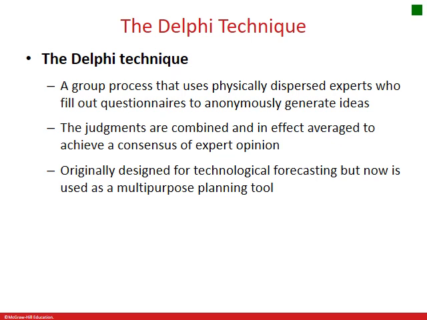The Delphi technique is a group process that uses physically dispersed experts to fill out questionnaires to anonymously generate ideas. The judgments are then combined and averaged to achieve a consensus of expert opinion. This was originally designed for technological forecasting, but it's now used as a multi-purpose planning tool, and it is very common.